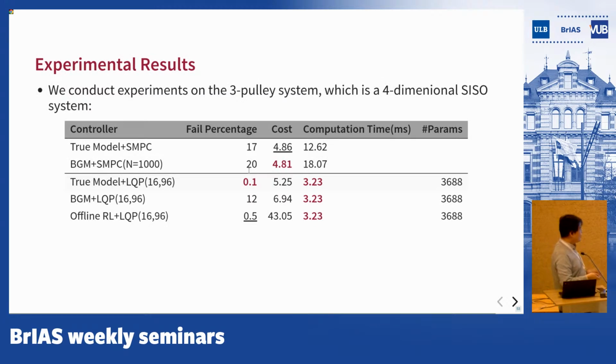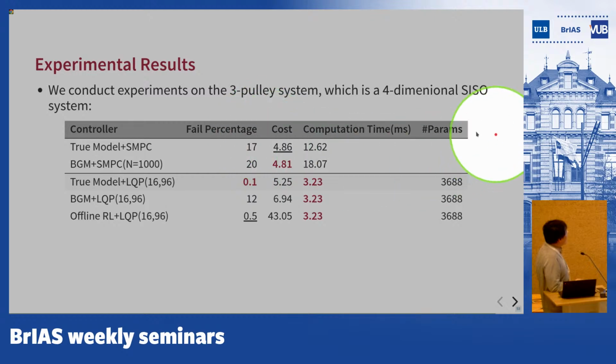Okay, so we try to combine all of this together, and we get a table like this. Here, you are still using MPC, but you can either use a true model or a data-driven behavior model from us. You can see that more or less they have similar performance. The fail rate and the cost are the same.